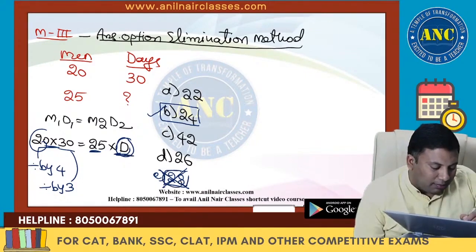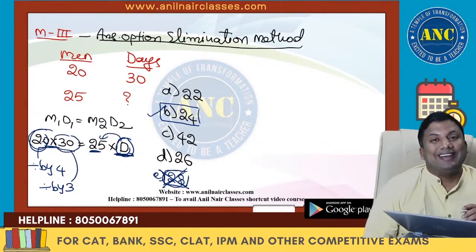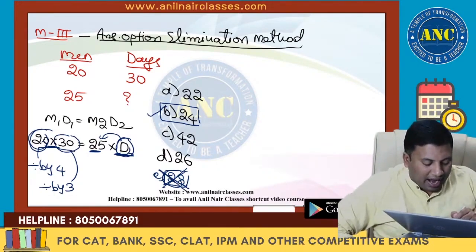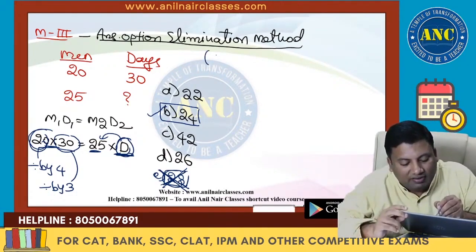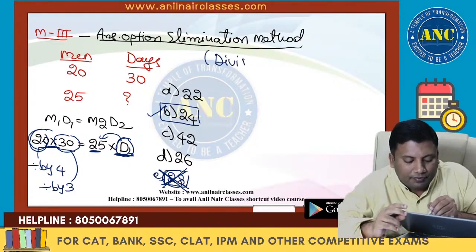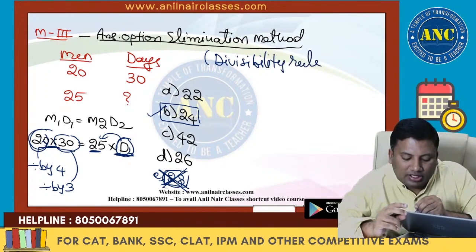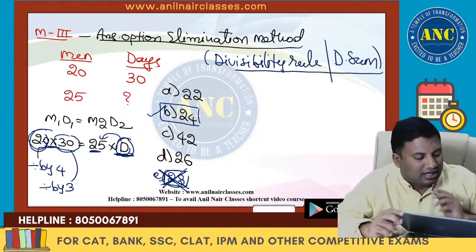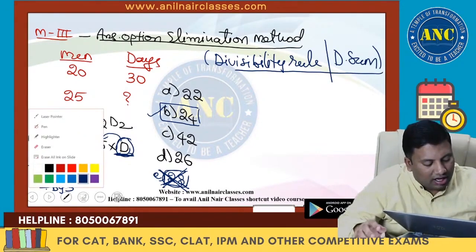Of course 28 cannot be the answer. 28 is divisible by 7. The right hand side is divisible by 7. 20 is not divisible by 7. 30 is not divisible by 7. So the answer cannot be divisible by 7. Actually, these questions can be solved very fast if you understand the divisibility rule concept, or the concept of digital sum. Both will give you the answer. Divisibility rule or digital sum.